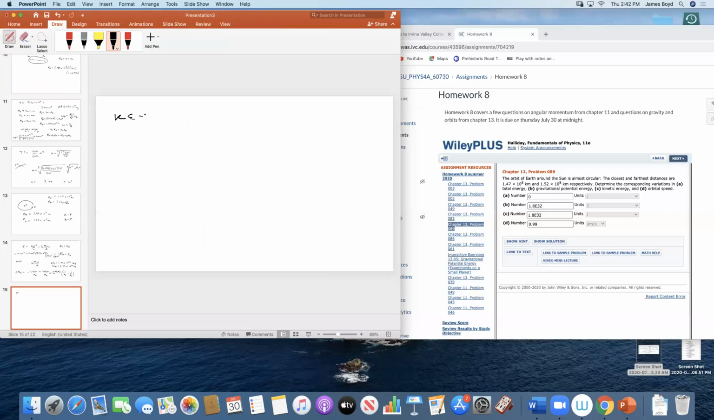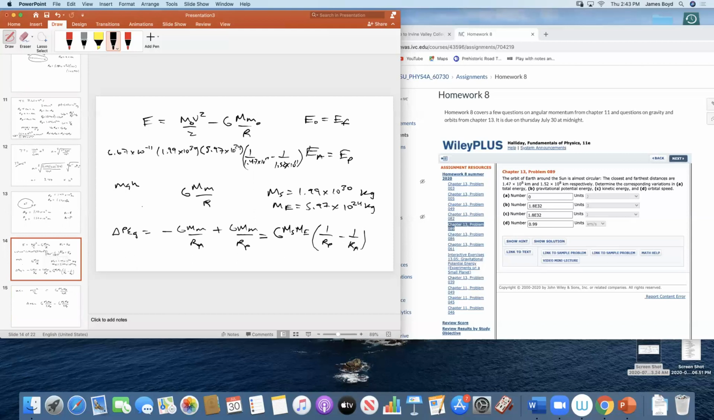The kinetic energy, instead of being just mv squared over 2, is also equal to G M sun M earth over 2r for each one. And therefore the change would be positive, not negative, over 2rp. And you can see that this is just what we did before, right? But flipped. Those answers are flipped around, okay?